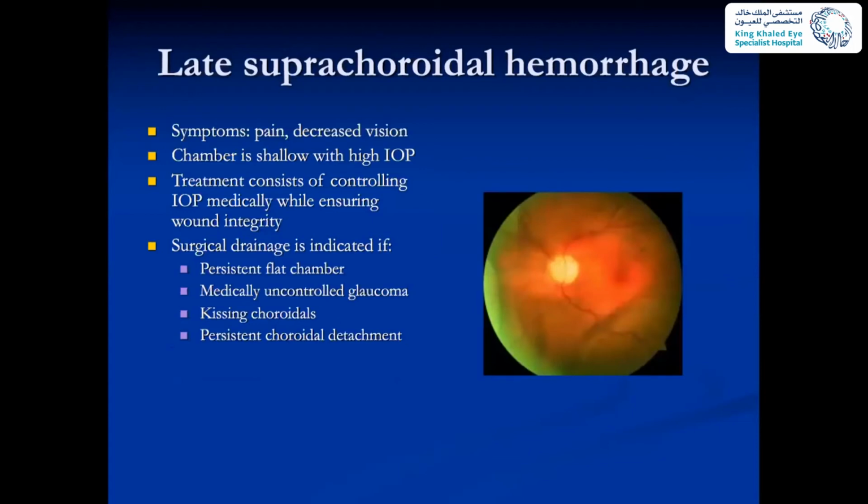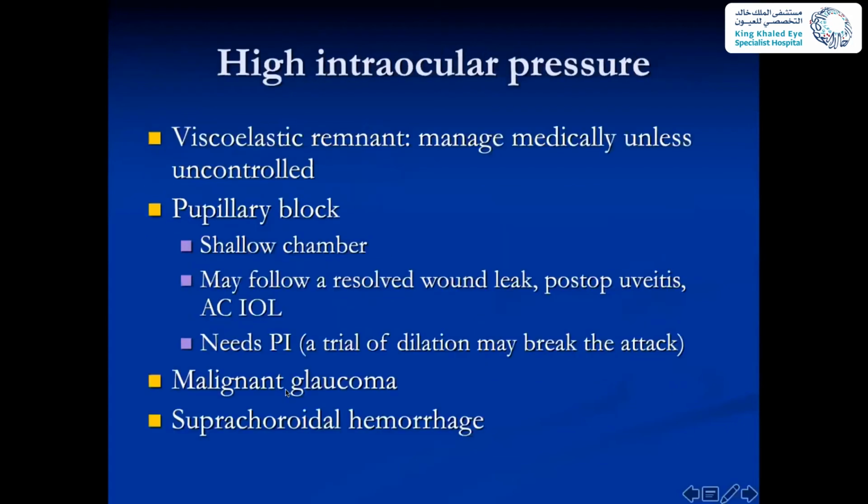Suprachoroidal hemorrhage can happen intraoperatively, or it can happen also in the postoperative period, either early or late. The patient will come complaining of pain, decrease in vision, chamber is shallow with high intraocular pressure. And the treatment, first of all, we control the intraocular pressure medically, and we ensure that the wound is secure. There are some indications for surgery if we have persistent flat chamber, iris touching the cornea or lens touching the cornea, and this doesn't improve over time. We have to intervene. Medically uncontrolled glaucoma is also another indication. Kissing choroid is an indication for surgical intervention, or persistent choroidal detachment.